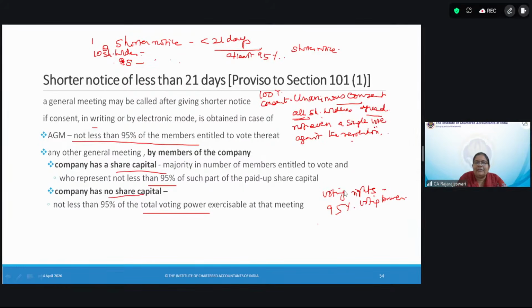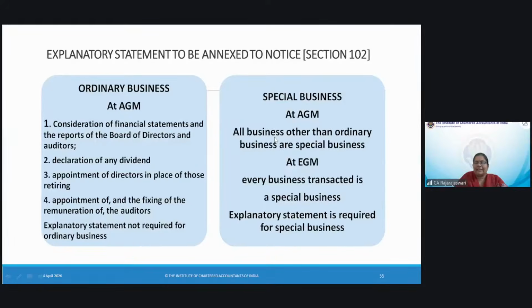So welcome back. We will continue with the explanatory statement. An explanatory statement has to be given for the special business to be transacted. The company generally transacts the ordinary business at an annual general meeting.